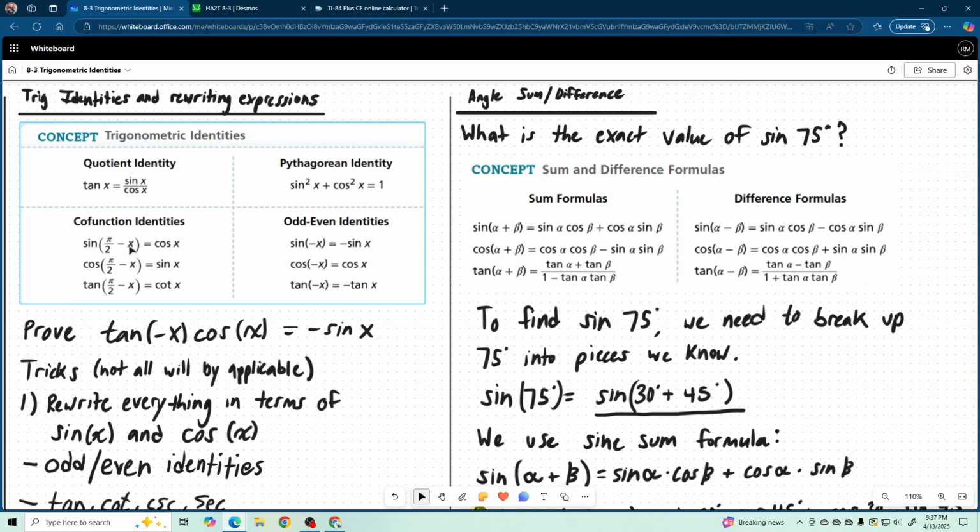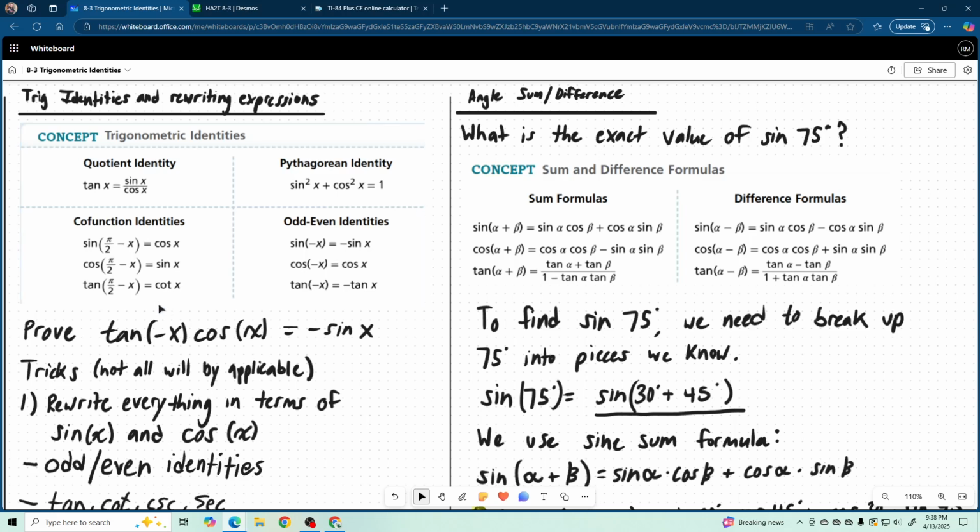Cofunction identities are going to be pretty straightforward. These are the only ones that are going to have pi's involved, right? And you'll notice that essentially what this is saying is that if I take sine and I shift it over pi over 2, I'm going to get cosine, right? Same thing. If I have cosine and I shift it over pi over 2, I'm going to get sine. Then if I take tangent and shift it, I'm going to get cotangent, right?